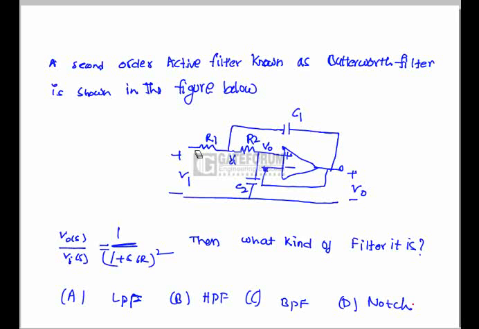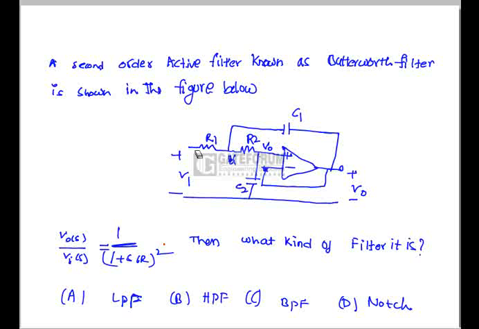Question: a second order active filter known as Butterworth filter is shown in the figure below. If we apply KCL at V0 and VA, we will get two equations. If we solve, we will get the transfer function for this network, that is output voltage by input voltage, as 1 by (1 plus SCR) whole square. Then find what kind of filtering action it is performing.